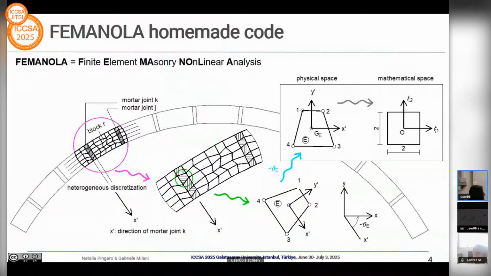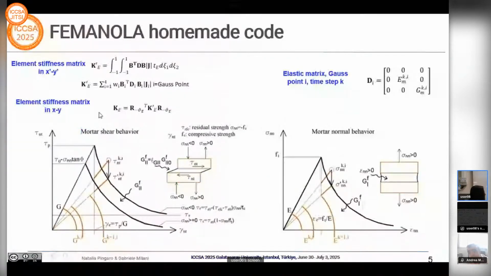The element stiffness matrix is written in a standard form, where D represents the elastic stiffness of the joint, J is the Jacobian of the transformation from physical to natural coordinates, while B is the matrix of the first derivatives of the shape functions, and finally a rotation R is applied to transform the element stiffness matrix into the global coordinate system.